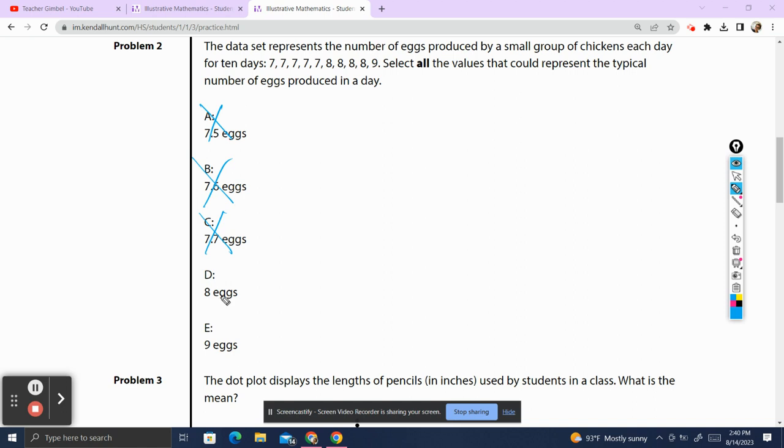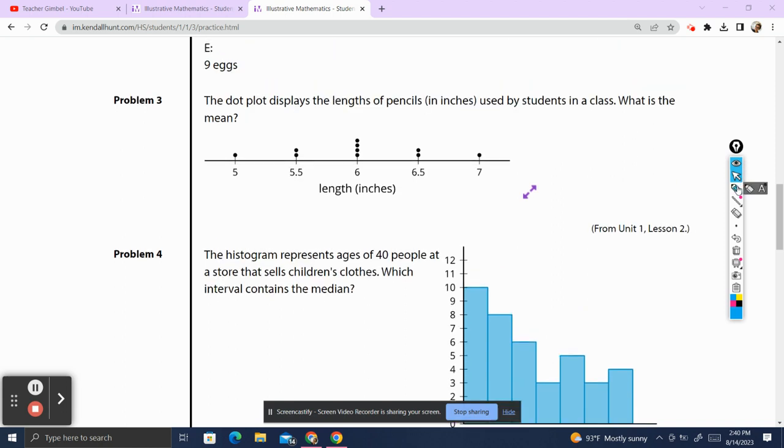8 eggs. Well, we see sometimes that the chickens produce 8 eggs, so yep, that is a value that is possible. 9 eggs. We see sometimes that the chickens produce 9 eggs, so that is also a value produced in the day. So those are the two answers for that question. Sometimes you just have to use your logic, especially when you're using statistical reasoning.